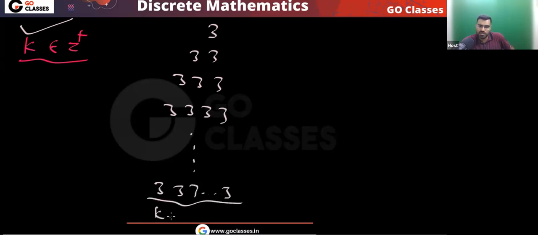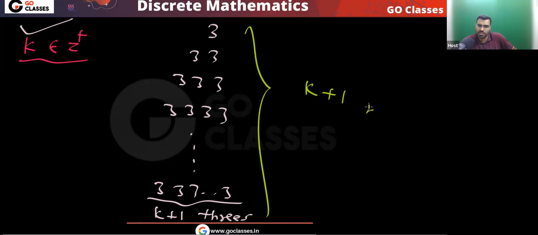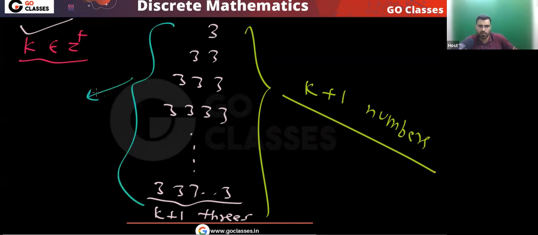K plus 1 threes. Yes or no? How many numbers have I taken? I have taken k plus 1 numbers. Okay. In these k plus 1 numbers, what will happen?